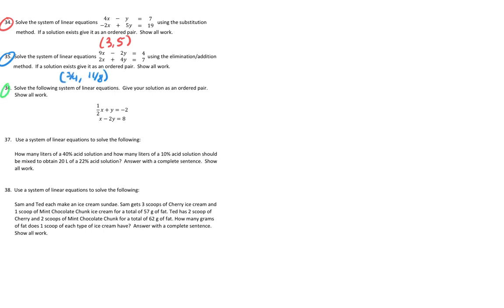Solve the following system of linear equations, give your solution as an ordered pair, show all work. So we have 1/2 x plus y is equal to negative 2, and x minus 2y is equal to 8. They didn't specify a method, so we can use whichever method we want. I'm going to elect to use the elimination method. I'm going to multiply this first equation all by 2. So we're going to get x plus 2y is equal to negative 4.